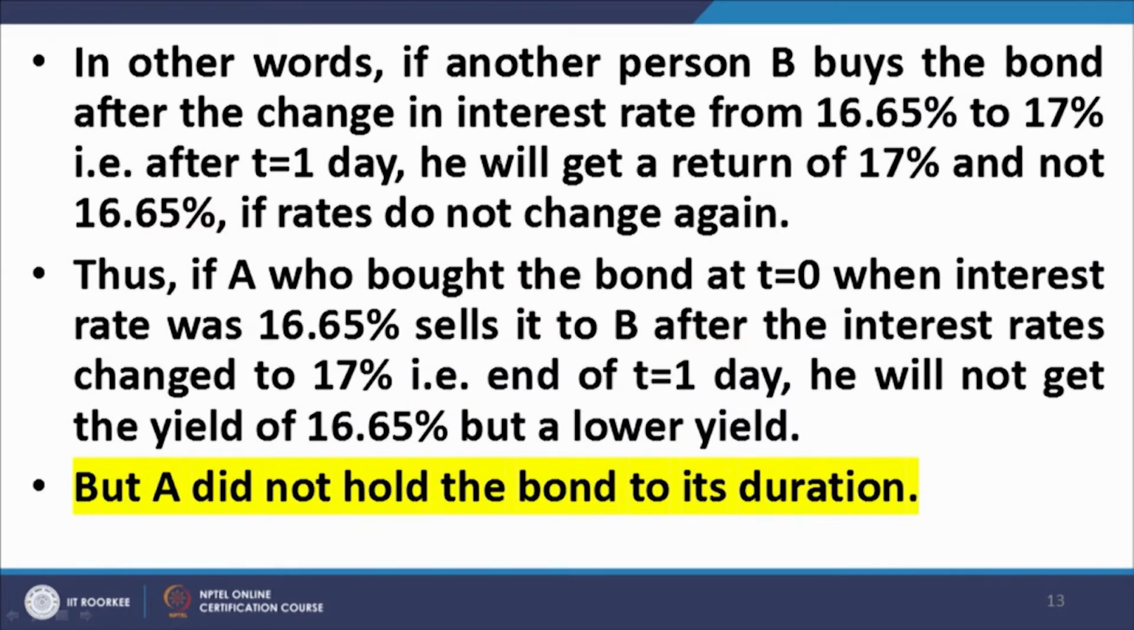Everybody will demand 17% return, the demand for the bond will decline, and therefore, the price will decline. Thus, if A, who bought the bond at t equal to 0 when the interest rate was 16.65%, sells it to B after the interest rate changed to 17%, that is at the end of t equal to 1 day, he will not get the yield of 16.65%, but a lower yield. It so happens that the yield turns out to be minus 2.02%.